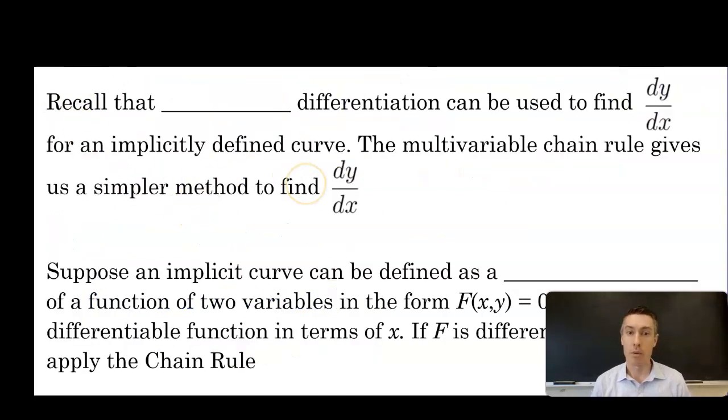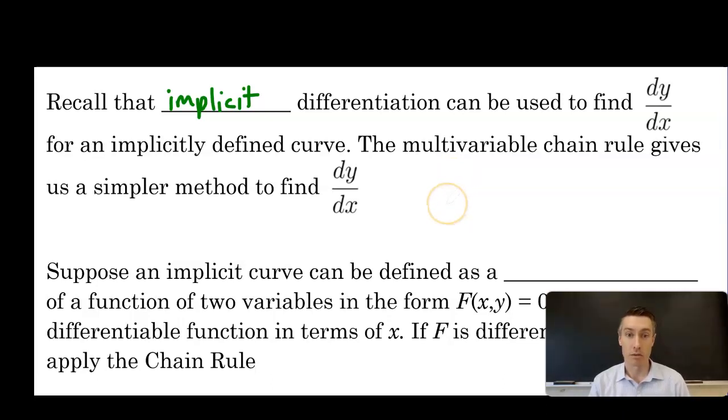Okay, so now that we've established the chain rule, we can extend the chain rule to implicit differentiation. So recall that implicit differentiation can be used to find dy dx. You did that a bunch in single variable calculus, and you did it when you had an implicitly defined curve. Now, the multivariable chain rule is going to give us a simpler method to find dy dx.